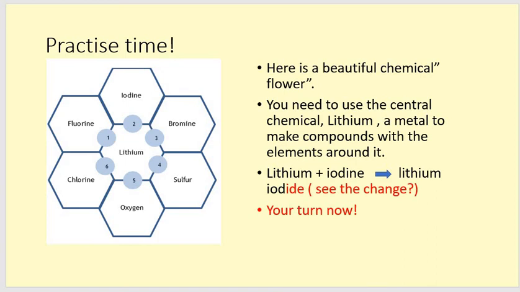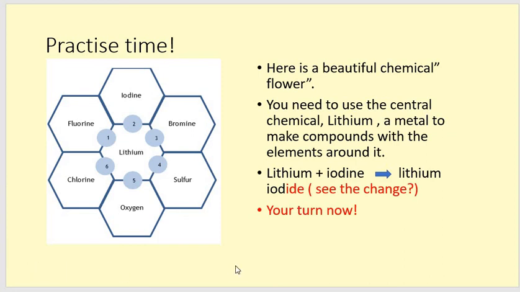Right, this is practice time, not practical time. So you've got a beautiful chemical flower. In the middle, we've got a metal, lithium. Around it, we have got 6 non-metals which it can bond with. And all we're going to do is write word equations. We're not going to do any symbols today, just practice words and that changing of the ending.